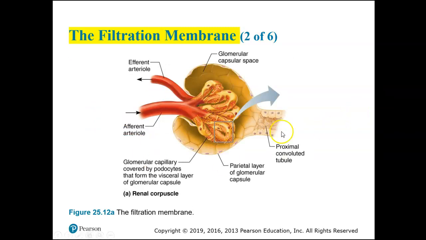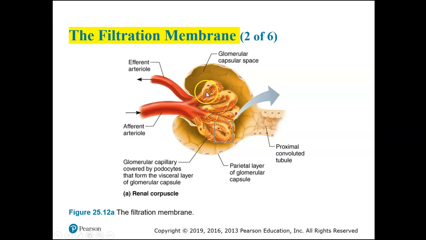All right, and here you can see the Bowman's capsule. Okay, it's got two layers. It's kind of like a serous membrane in that way. It's got an outer layer called the parietal layer, and then it's got a layer that touches the capillaries. And these are podocytes that form those foot processes. So that is the visceral layer that actually contacts the capillaries.